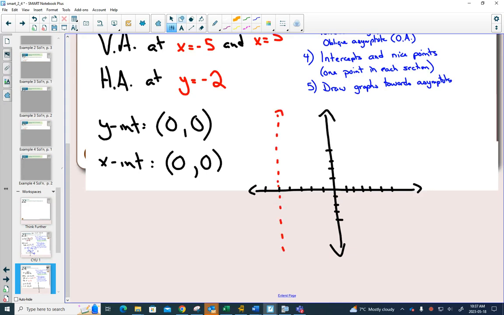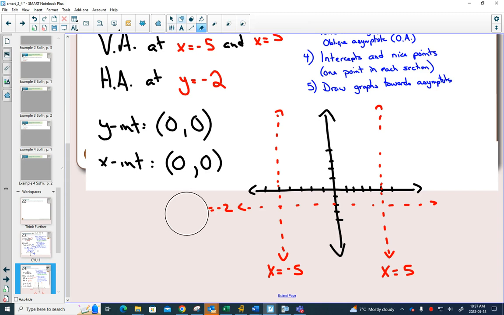Draw in our asymptotes. One at negative 5. One at positive 5. Draw a vertical asymptote in. And a horizontal asymptote at y equals negative 2. And the only point we have is 0, 0.